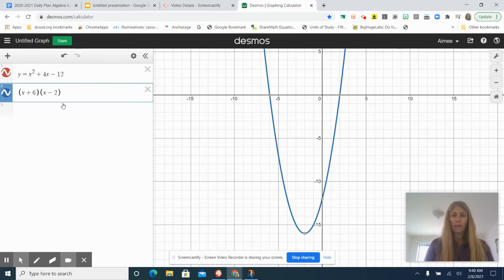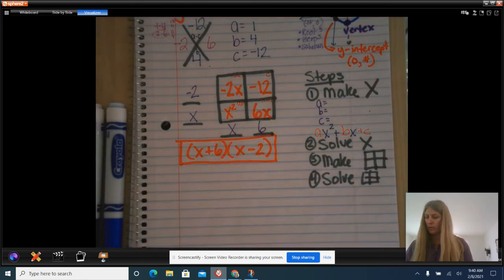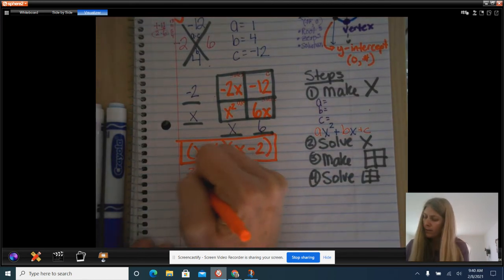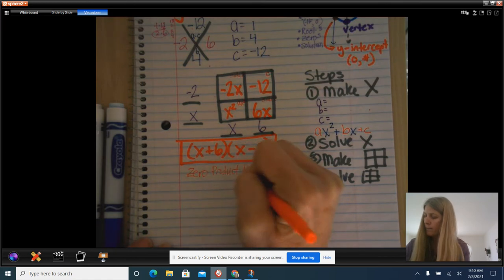So now what we're going to do is find out what these roots are, and find out the vertex mathematically. What we do next in order to do this is we use what's called the zero product property.